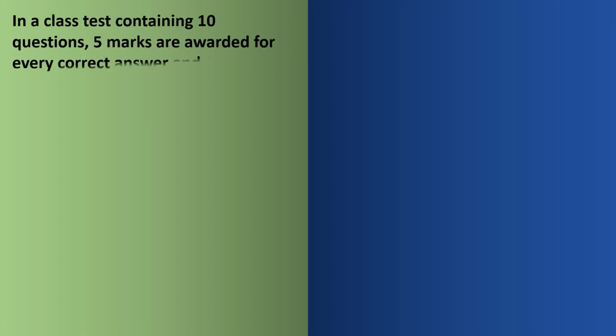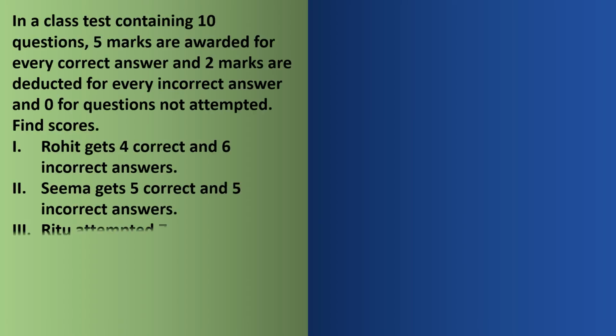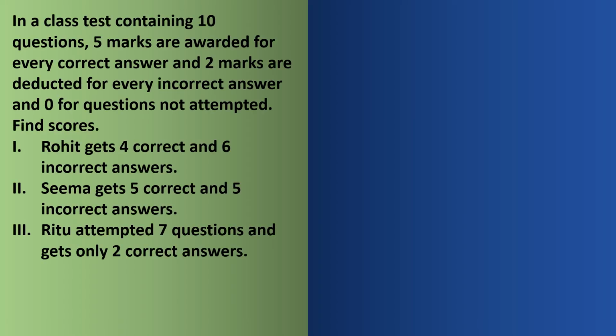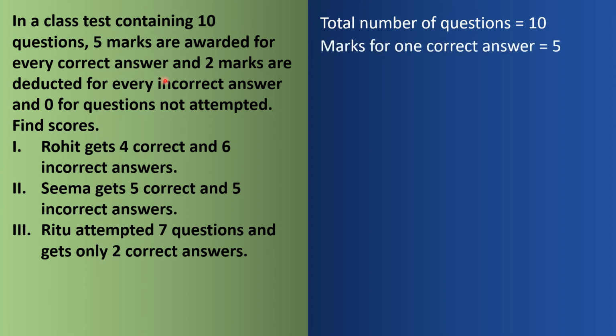Let us understand one word problem related to competitive exam marking. We know that there is negative marking also. So here is a question. In a class test containing 10 questions, it means the total number of questions in the class test equals 10, then 5 marks are awarded for every correct answer. It means marks for one correct answer equal 5.